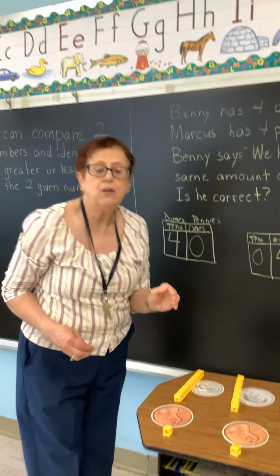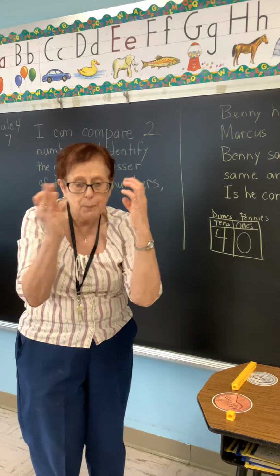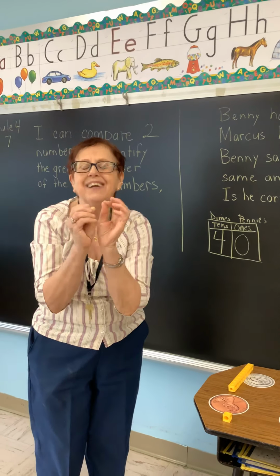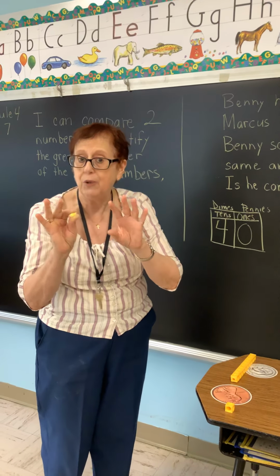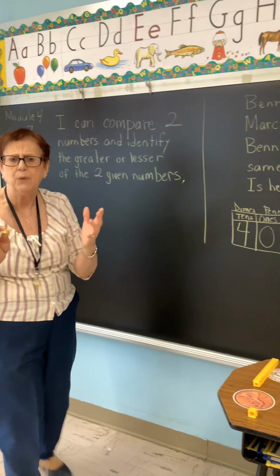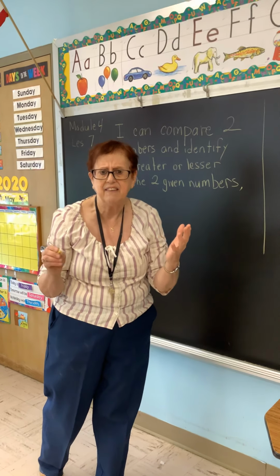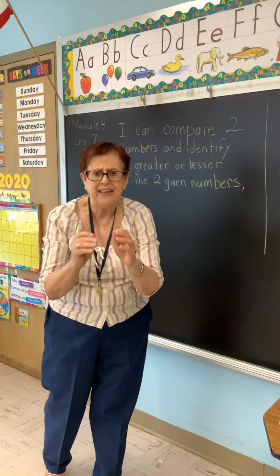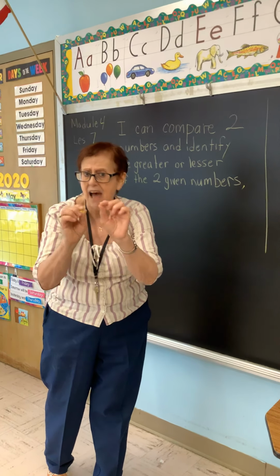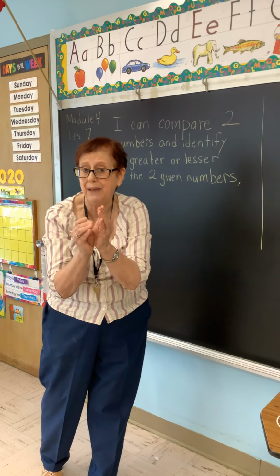And we're going to use symbols to show that. So we're going to be comparing numbers using a symbol to show that you know which number is greater and which number is less. So a symbol. You know what a symbol is. Like a red light is a symbol. When drivers see that red light, they stop. It doesn't have the word stop. It's just a red light, but drivers know that it means stop.